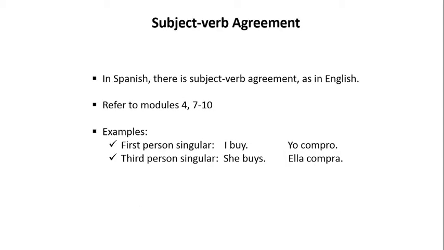Now let's discuss subject-verb agreement. In Spanish, there is subject-verb agreement, as is in English. For details, please refer to modules 4 and then 7, 8, 9, and 10. Now some examples. Let's look at first-person singular. The phrase, I buy, in Spanish is yo compro. Now, the third-person singular would be she buys, and in Spanish would be ella compra. Notice what we did to conjugate the verb so that there is agreement between the subject and the verb.